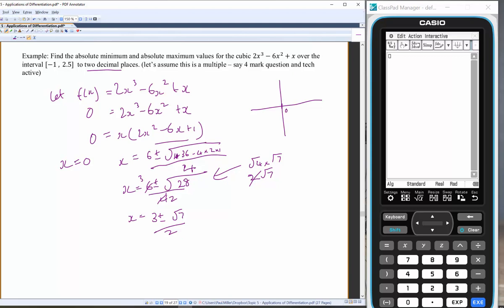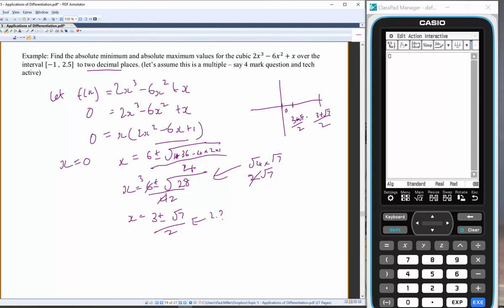Now, it's good to know what root 7 is, and I know what this is tech active, but you should know that root 7 is less than 3. So that's really important to know. Okay, so root 9 is going to give us 3, root 4 is going to give us 2, so root 7 is 2 point something. All right, doesn't really matter what something is, it's 2 point something. So this one here is going to be your first x-intercept, which is 3 minus root 7 over 2, and the next one's going to be 3 plus root 7 over 2.